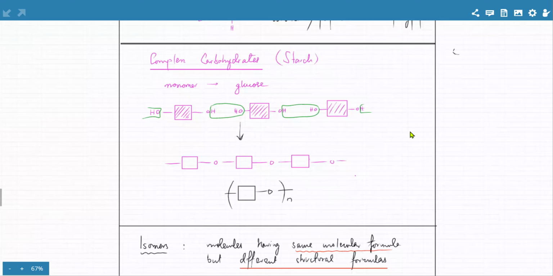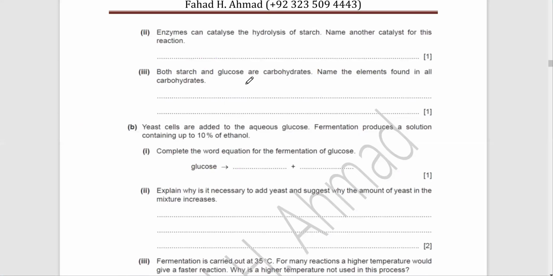Remember I told you that you're going to get the exact same question. So this is starch, and the way you can break the starch molecule back into simple sugars like glucose is by heating it with a dilute acid or a dilute alkali. So dilute acid plus heat. Both starch and glucose are named the elements found in all carbohydrates. Glucose is C6H12O6, so it's carbon, hydrogen, and oxygen.